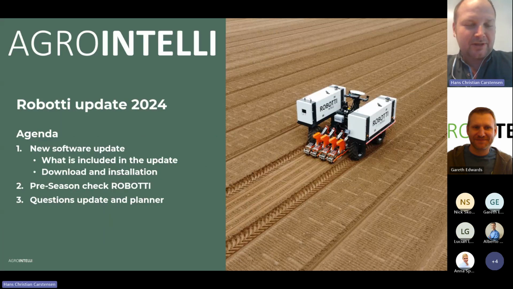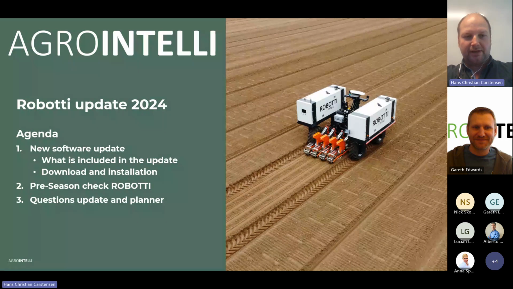Alrighty. So this morning we sent out a general message that there'll be a new software update for the robotic being released tomorrow. So this presentation is going to be about this release, what you're getting, about the download procedure and installation, some recommendation regarding pre-season check of robotic, and then in the end there will be time for questions about the update and also about the planner.